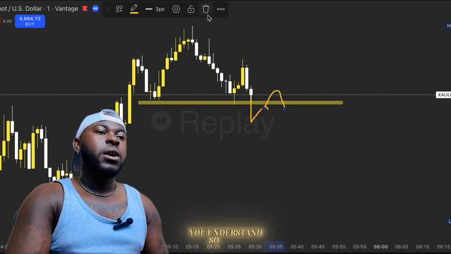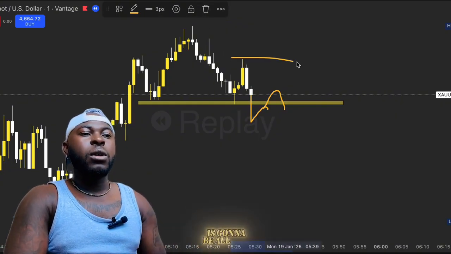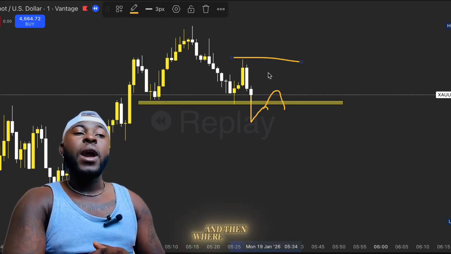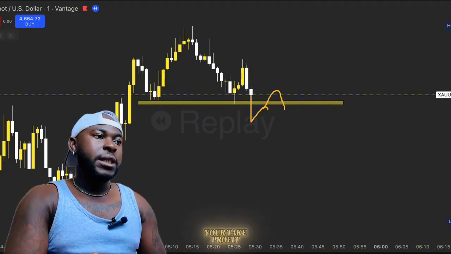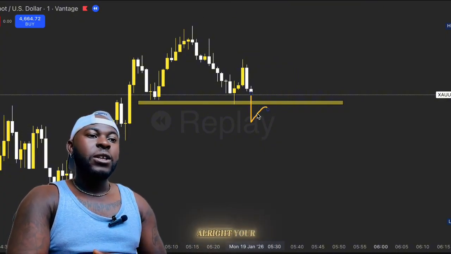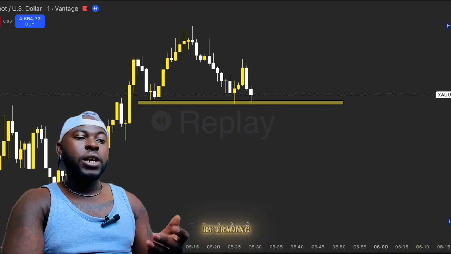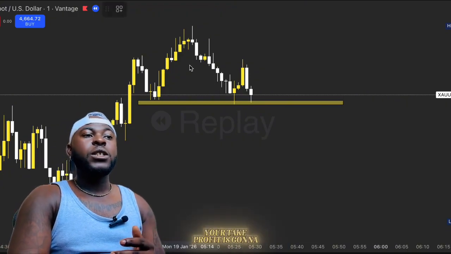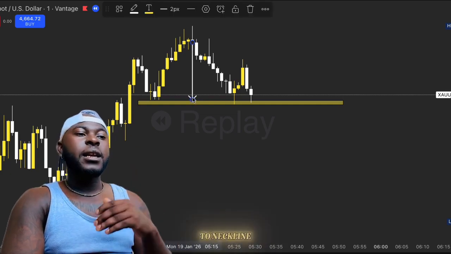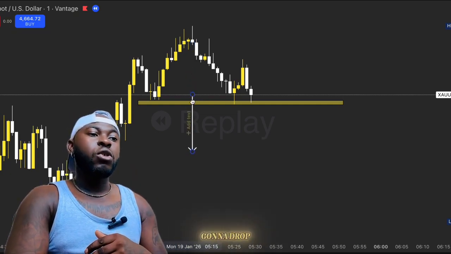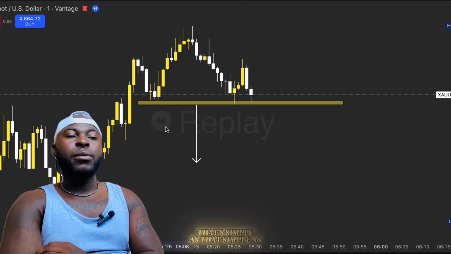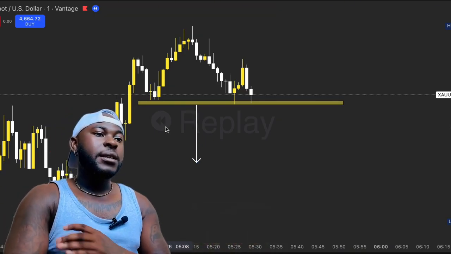You understand? So yeah, and then your stop loss is gonna be all the way above here. That's where you're gonna put your stop loss. And then where are you gonna be expecting your take profit? What will be your take profit, right? Your take profit is very simple. By trading head and shoulder, your take profit is gonna be the same price that has dropped from the head to neckline, and that's the same price that's gonna drop from neckline to the take profit. Simple as that, guys.